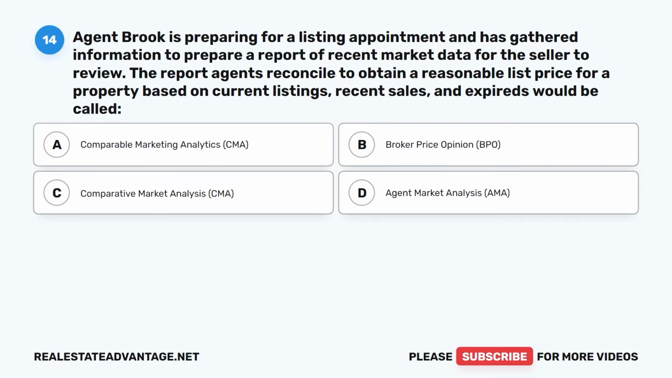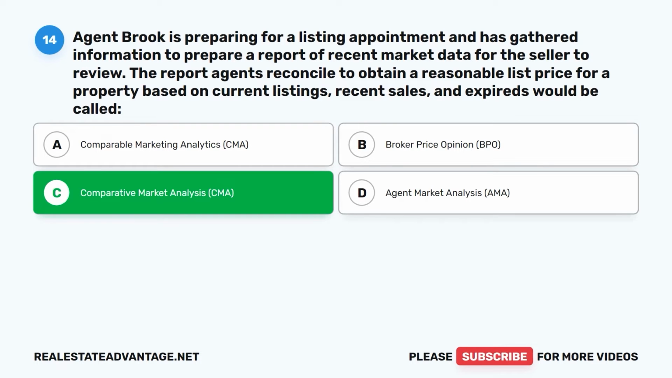Agent Brooke is preparing for a listing appointment and has gathered information to prepare a report of recent market data for the seller to review. The report agents reconcile to obtain a reasonable list price for a property based on current listings, recent sales, and expireds would be called A. Comparable Marketing Analytics, CMA. B. Broker Price Opinion, BPO. C. Comparative Market Analysis, CMA. D. Agent Market Analysis, AMA. The correct answer is C.